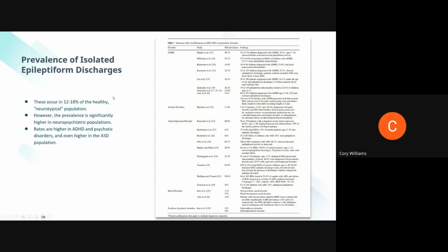And here are some of the statistics that I just quoted to you. We see in ADHD around 30%, depending on the study. In mood disorders, it's actually significantly lower, about 3%. And then autism spectrum, somewhere around 60%, although you do have one study where they did sleep studies. And in the sleep studies, they found almost 86% of kids on the spectrum were having discharges. So quite a bit higher.